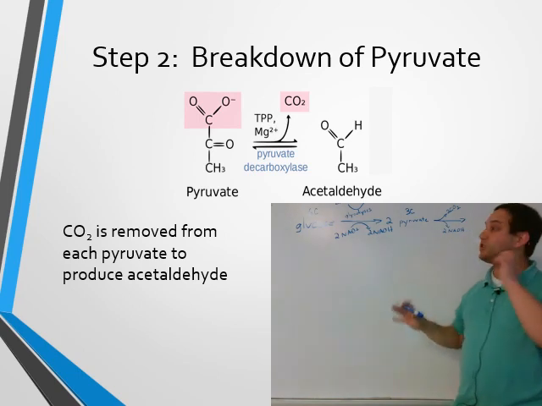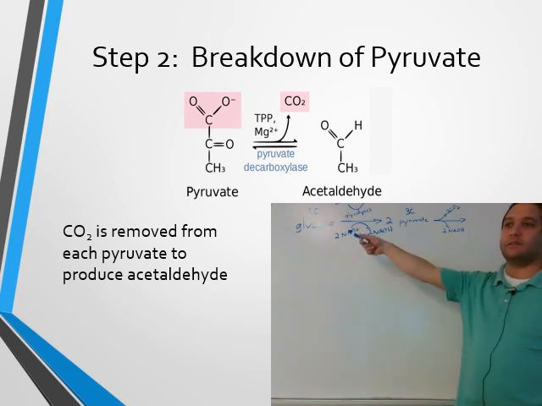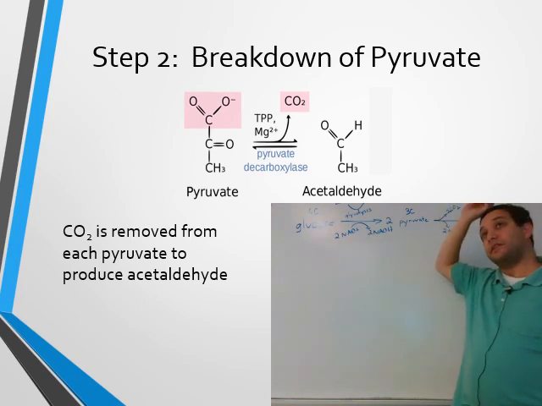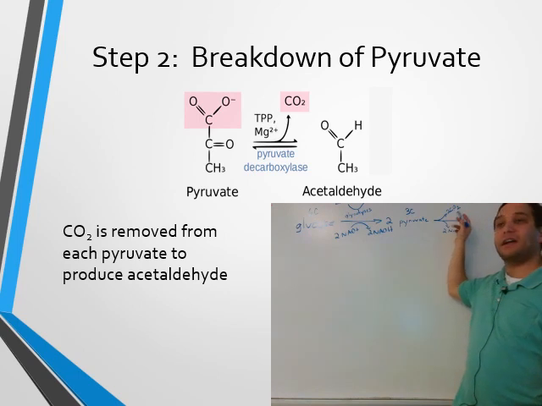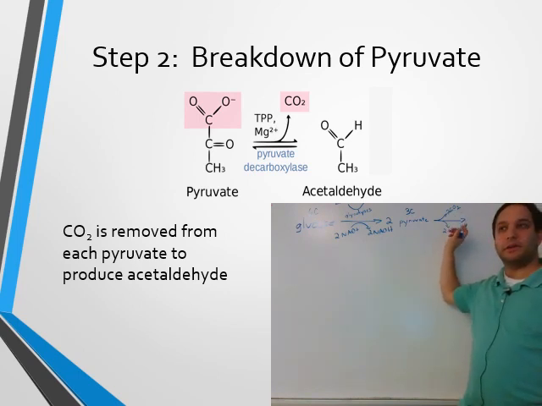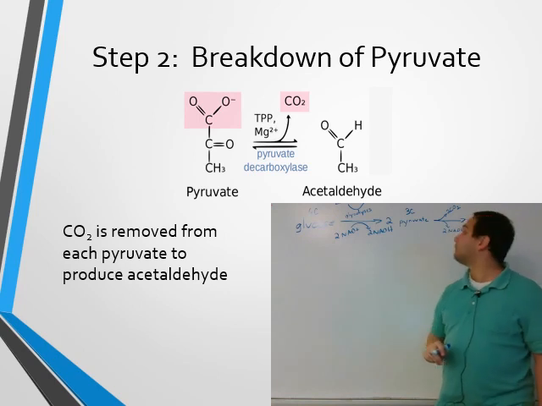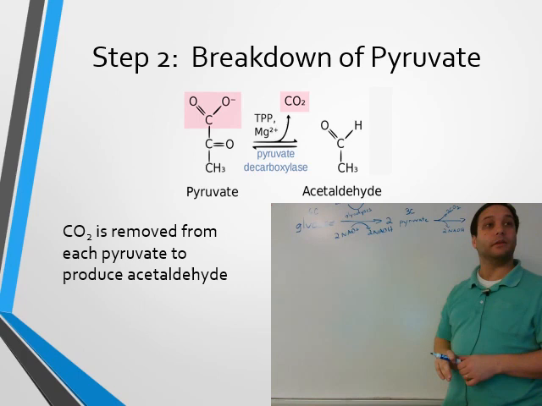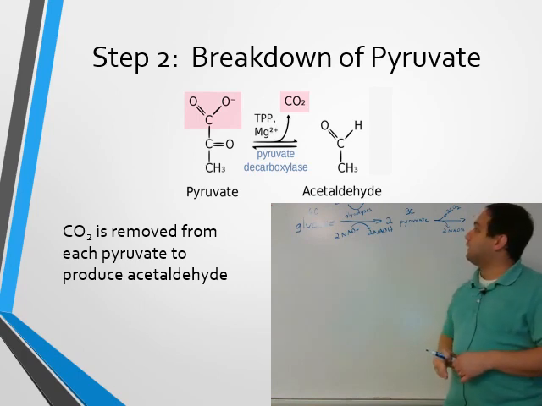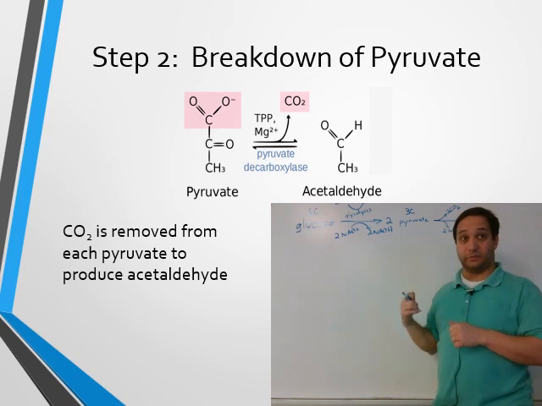Now remember what our original equation was? C6H12O6 plus 6O2 yields 6 carbon dioxide and 6 water. Here's 2 of those carbon dioxide. So far, so good? Pardon? To rebuild the glucose? No, because that's not happening in this organism.